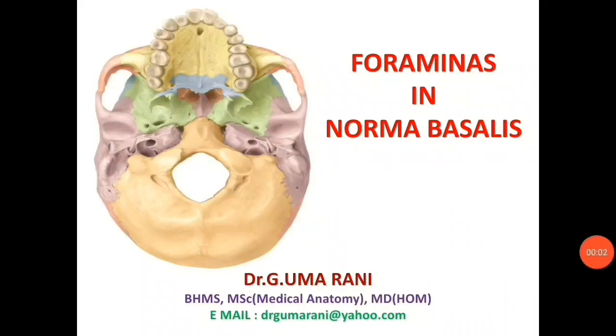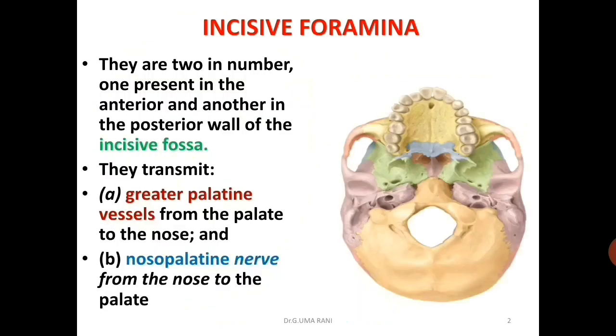Hello friends. Foramina and structures passing through these foramina in Norma basalis will be discussed in this video. When we see the skull from inferiorly, that is the inferior view of the skull, it is known as the Norma basalis. The first foramen in the Norma basalis is the incisive foramen.